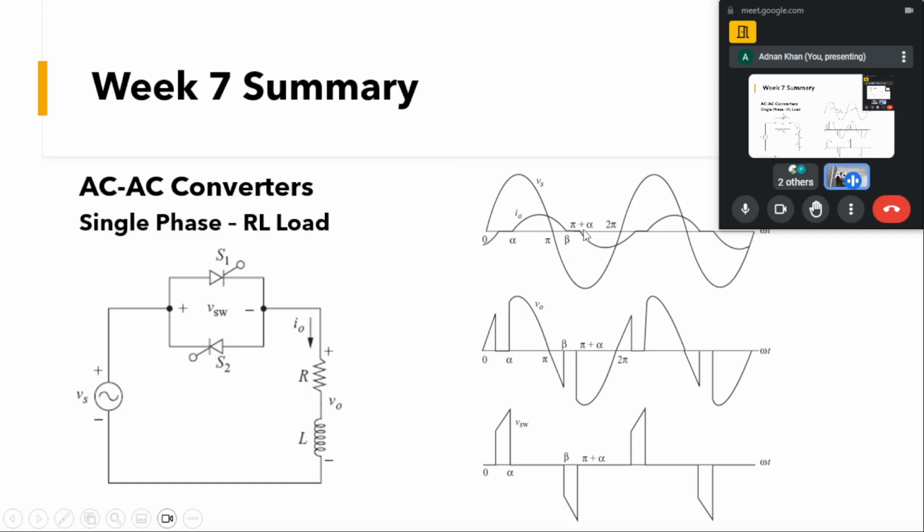After that, at pi plus alpha, when we turn on this S2, we will be getting a negative portion at the load, and that is here. And a similar thing would happen: the current won't go to 0 immediately. When this negative voltage goes to 0, it will still conduct until this output current comes to 0. So our load voltage will be this kind of a wave, starting from alpha, that will be having a V out.